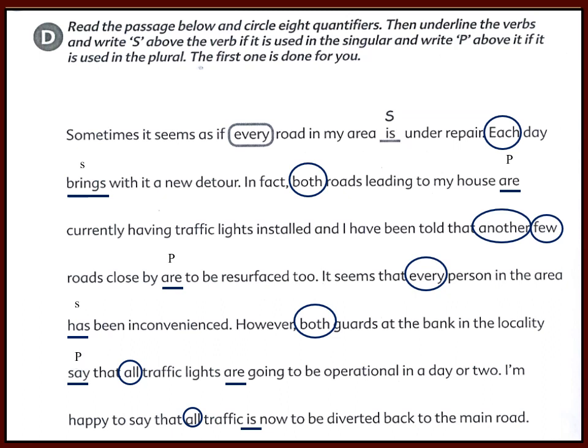Good. "All traffic lights" is plural, so "are" would be used. But "traffic" is non-count, that's why it is used with singular, right? "Operational in a day or two. Happy to say that all traffic" - here you can see that we don't say "traffics", right? So "all" is singular here. So like that you have finished that. Whenever you have a complex question in bits, you will solve it easily.